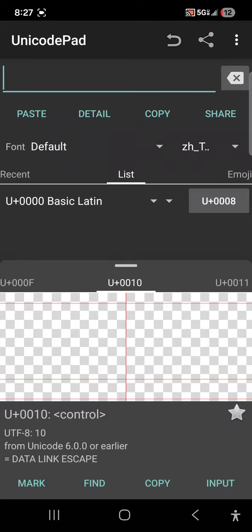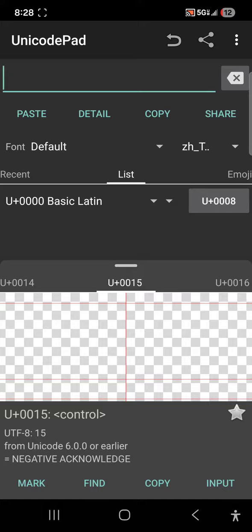Wait, hold on. This is the data link escape. It is a control character used to escape a link that you accidentally clicked on, like a virus link. This is the first device control. There's the second device control, third device control, fourth device control, and so on. Because as you take a break from those on the Unicode pad.